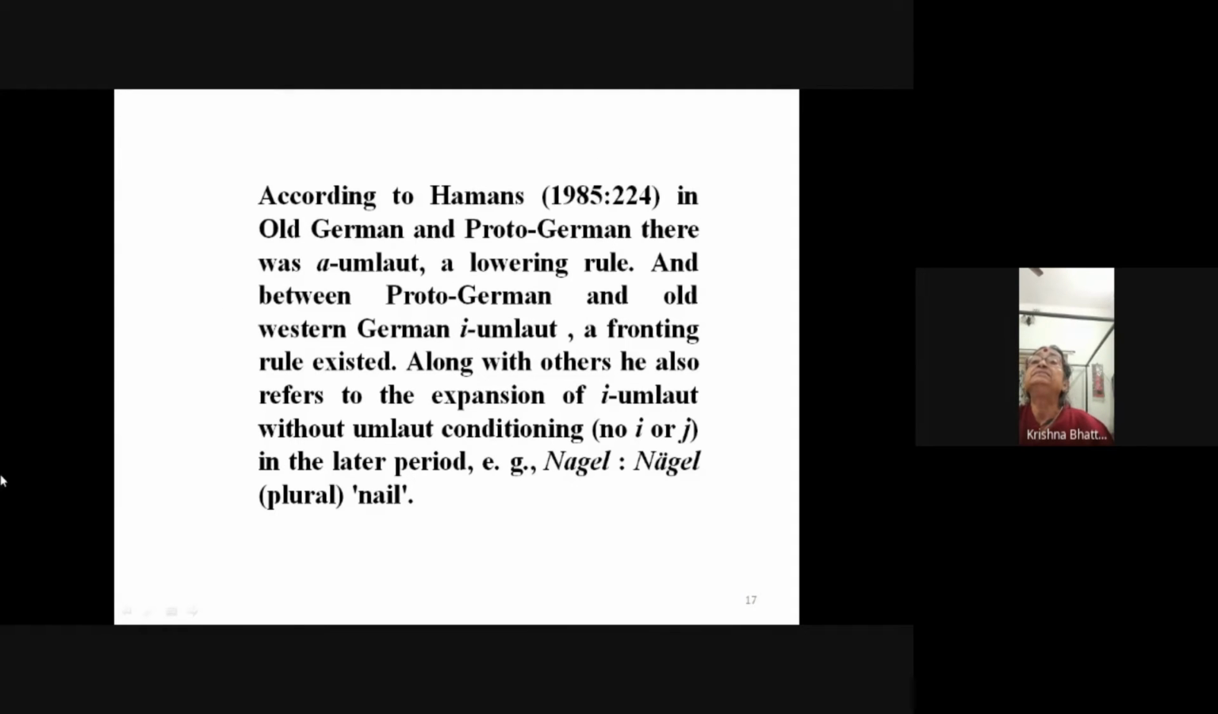According to Hammarström, 1985, in Old High German and Proto-Germanic, there was umlaut, a lowering rule, as we find nista, which changes to nest in modern English. And there is a lowering of the height. Between Proto-Germanic and Old Western Germanic, an umlaut fronting rule existed. Along with others, he also refers to the expansion of umlaut without umlaut conditioning in the later period. For example, nagel, that is nail, and in plural form it is negel, but there is no e or i in the following syllable.